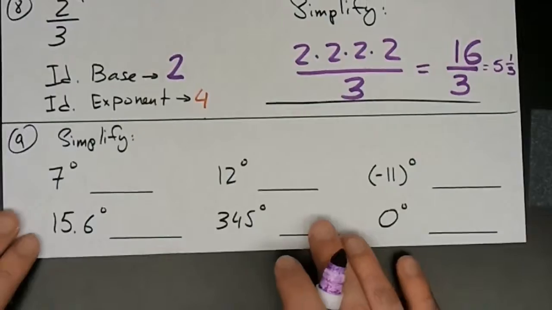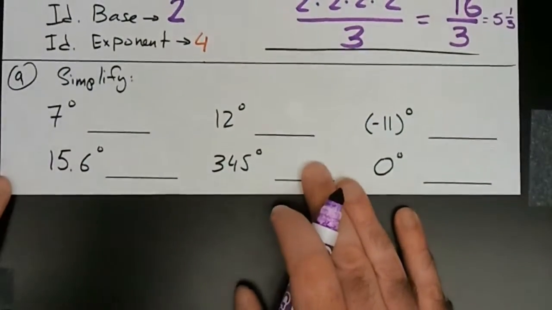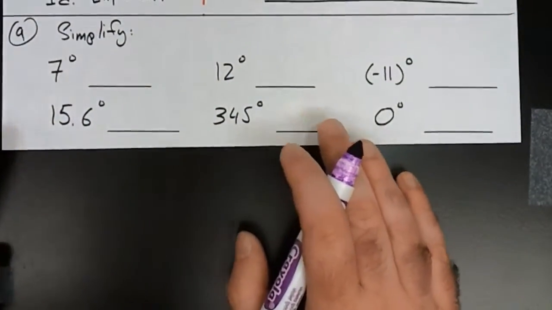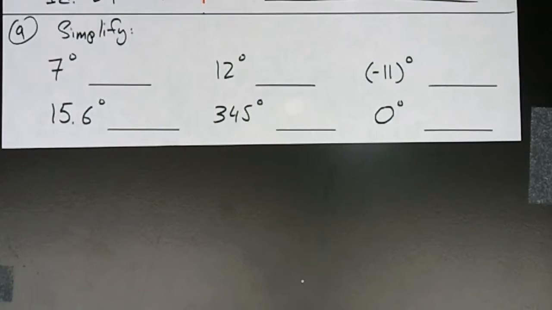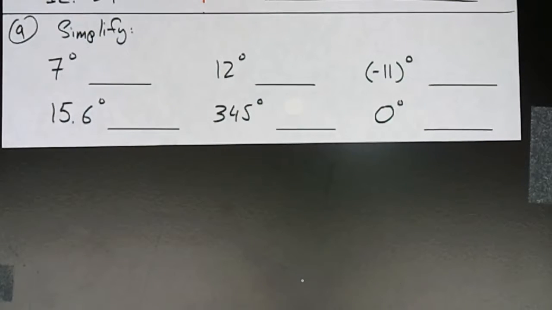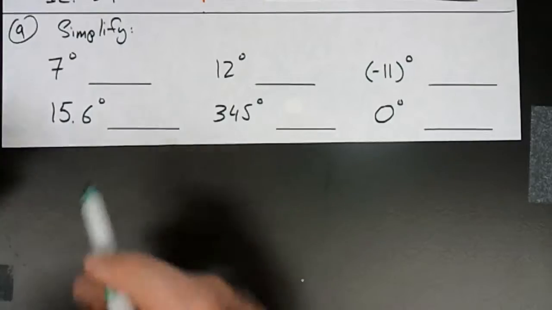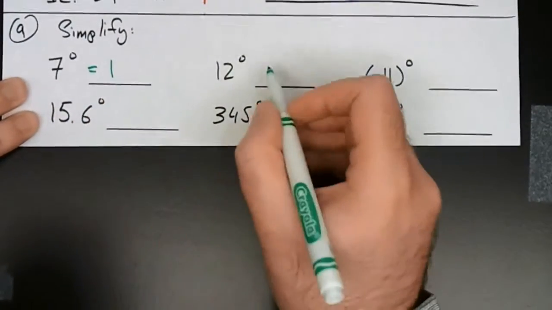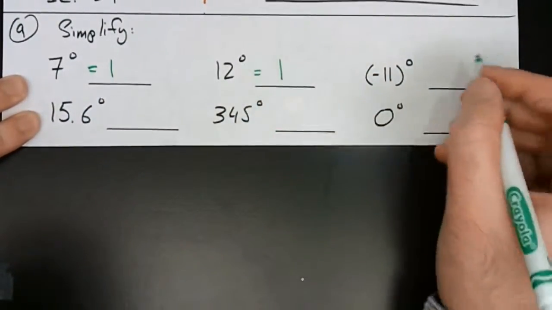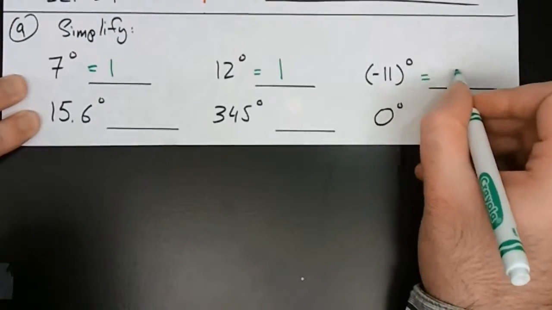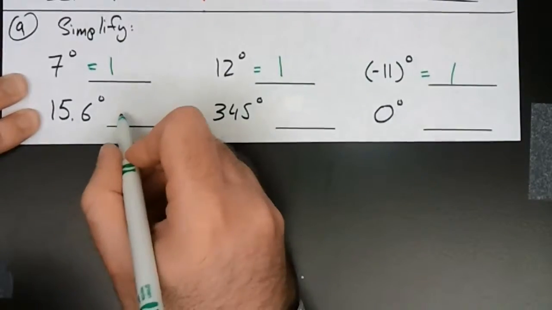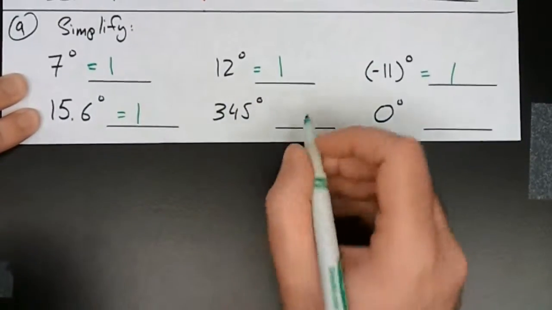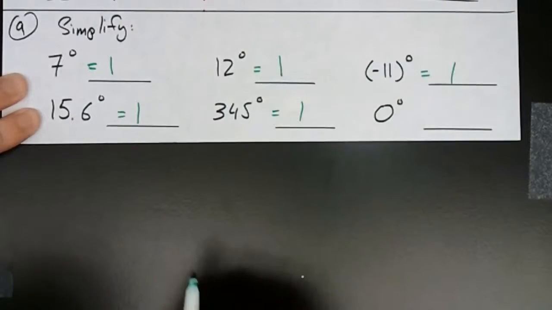Alright, let's take a look at 9. Number 9, very simple. We have a rule. Anything taken to the 0 power is 1. So 7 taken to the 0 power is 1. 12 taken to the 0 power is 1. Negative 11 taken to the 0 power is 1. Not negative 1, just 1. 15.6, decimal doesn't matter, 1. Big number doesn't matter, 1.